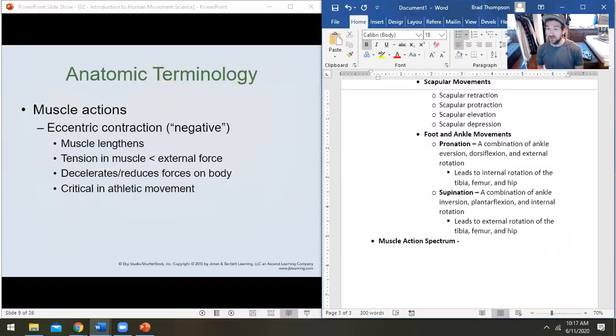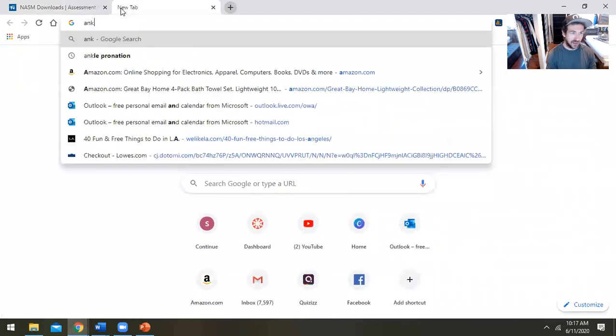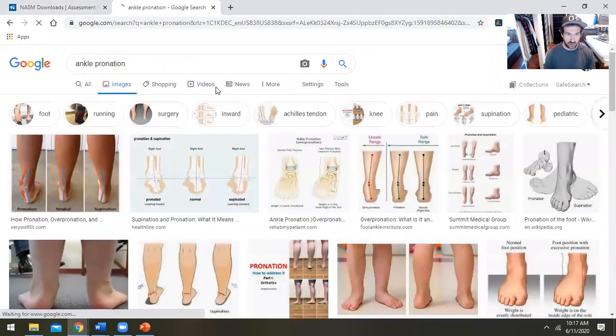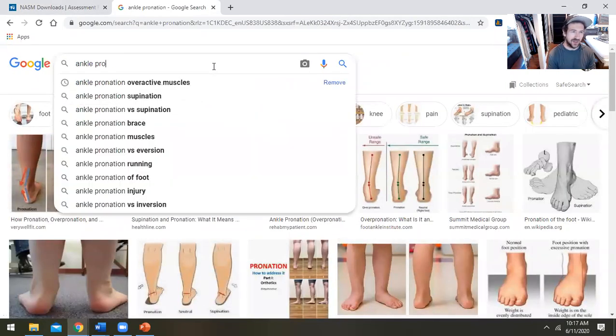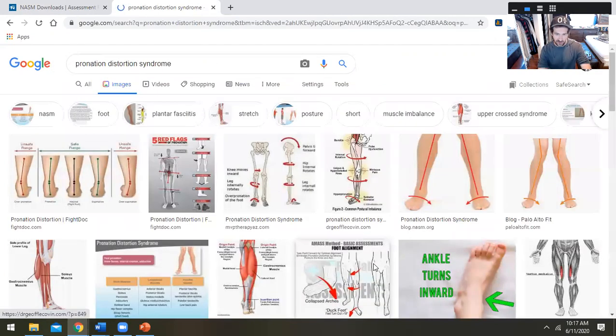Hey, Brad, can you break that down one more time for me? Anatomically, from the hip down to the ankle, in the process of supination. So pronation, right? Actually, you know what? I got a picture for you. I'll Google a picture of it because that's much better. Ankle pronation. Actually, what I want to see is pronation distortion syndrome. That's what I'm looking for.